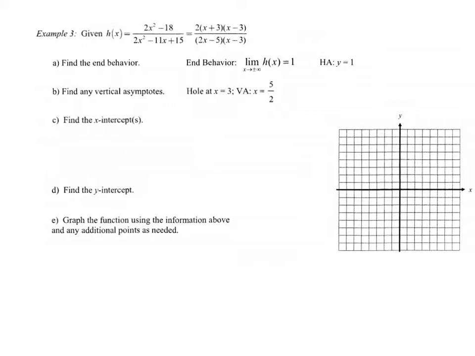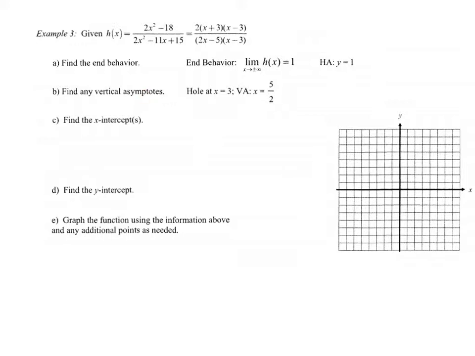So first, if we talk about the end behavior, remember in our first video we talked about taking the leading degrees in top and bottom. So 2x squared and 2x squared, if we just find that ratio, we get 1. And so that's going to tell us our horizontal asymptote. On either end, our graph is going to level off at 1.